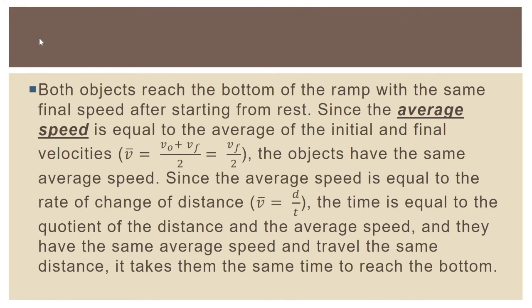Since average speed is equal to the rate of change of distance, or v equals d over t, then the time is equal to the quotient of the distance and the average speed, right? T equals d over v. And they have the same average speed, and they travel the same distance, so it takes them the same time to reach the bottom. That's very important. Take a second to pause this video here and write that down. And when you hit play, we'll move on.